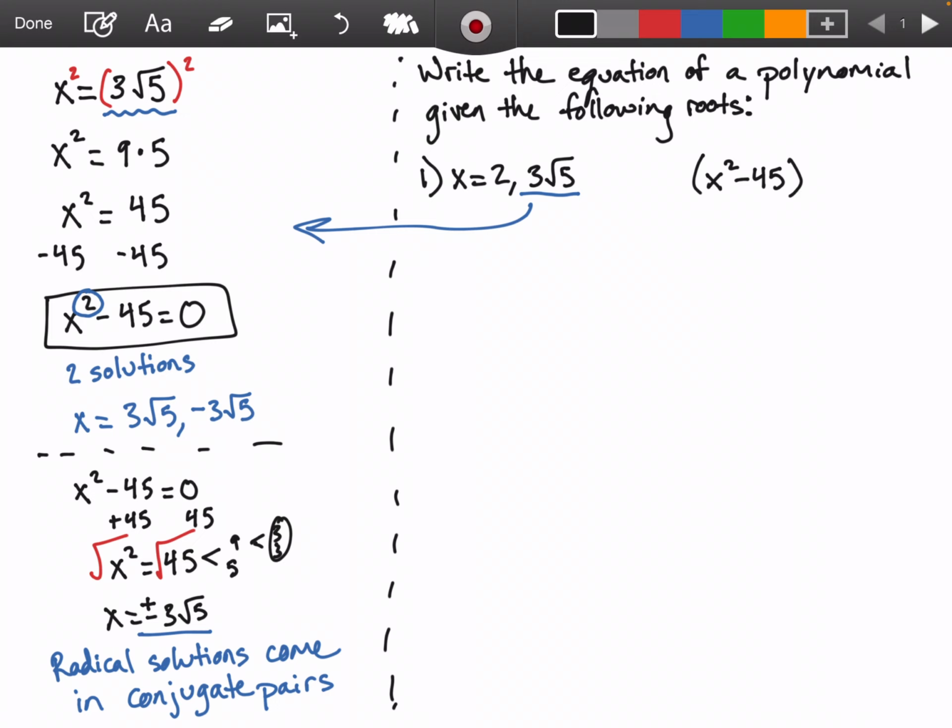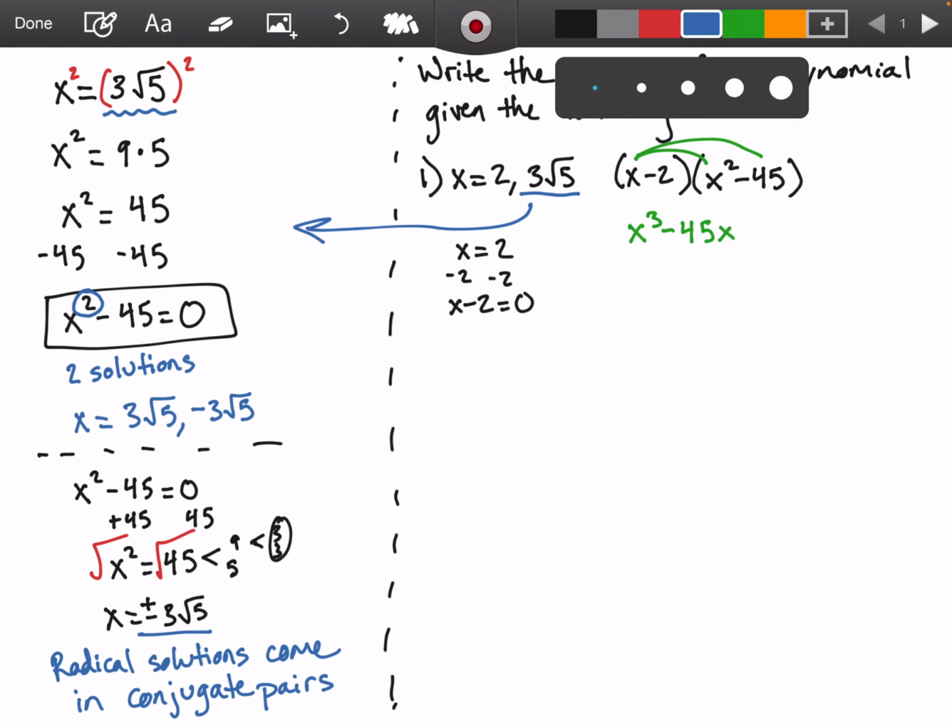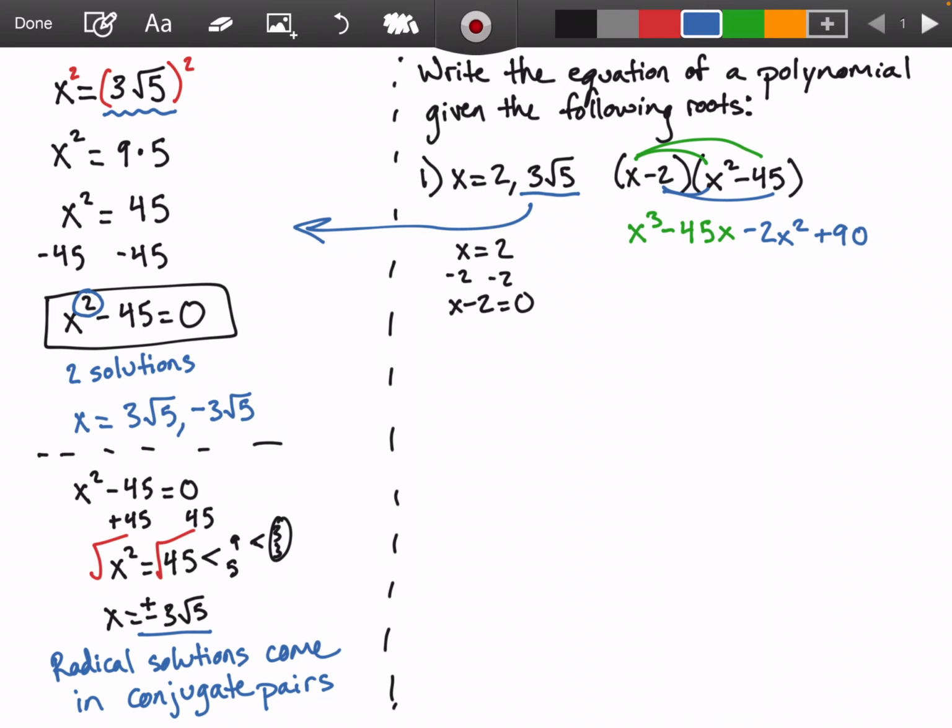Well, how about for the x equals 2? If I have x equals 2 as my solution, I want it in standard form. It's just x minus 2. And now that I have this, I can just distribute. So I get x cubed minus 45x, and we got minus 2x squared plus 90. And of course we want our answer in standard form, and we'll just call this function f of x. So we get x cubed minus 2x squared minus 45x plus 90.